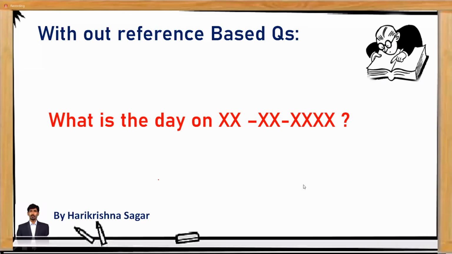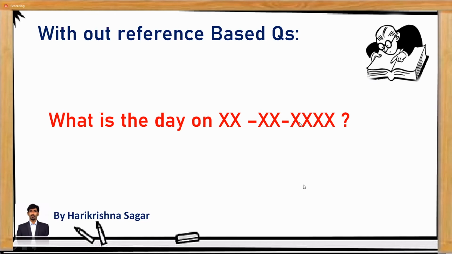Let's look at the questions which are without reference. The without-reference model is also very simple, but before you solve without reference, you have to make a reference. That reference is nothing but the century. 14 to 15 means you have to consider 14. 15 to 16 means you have to consider 15. 16 to 17 means you have to consider 16.